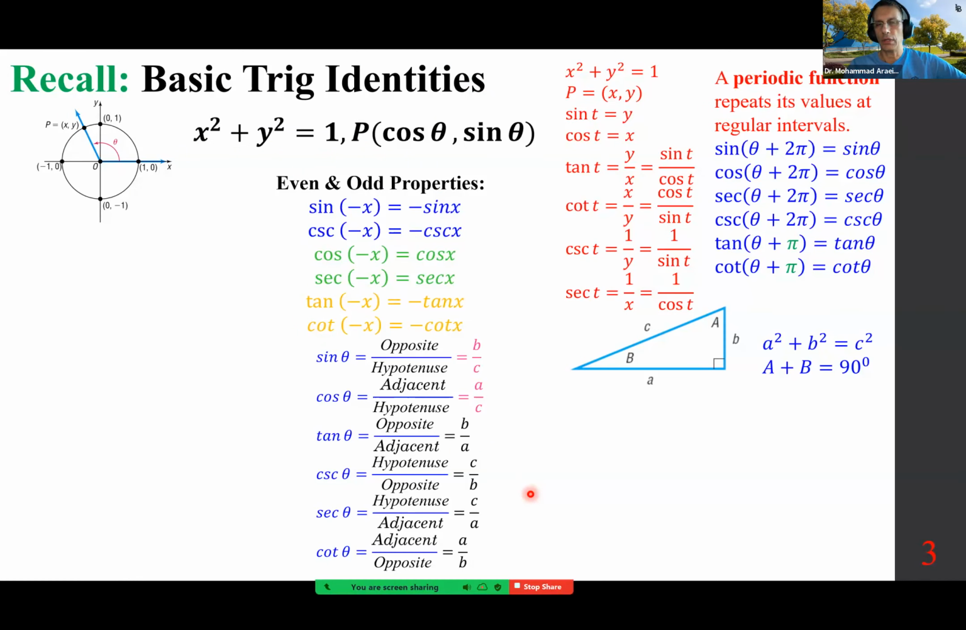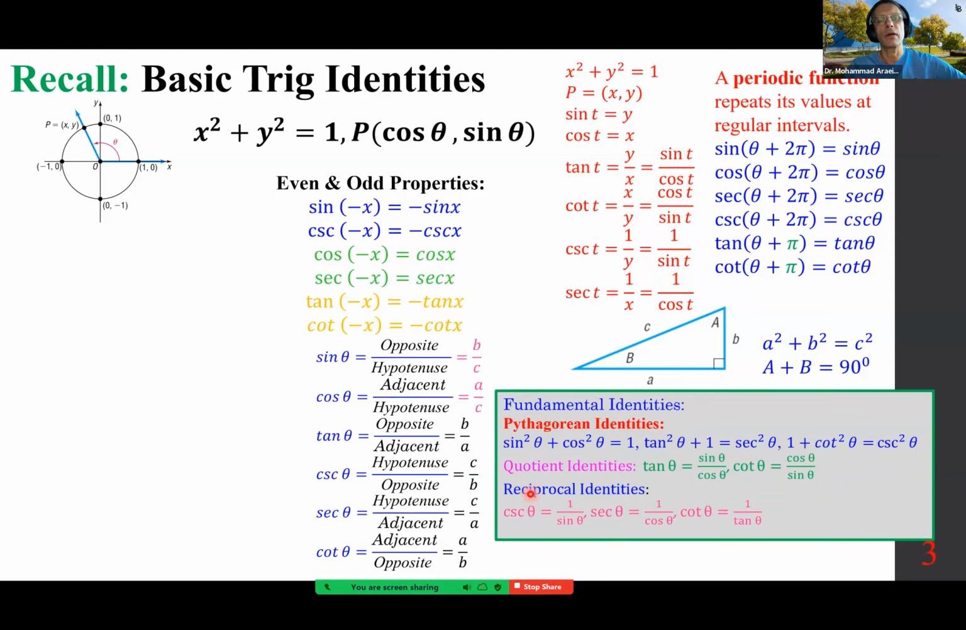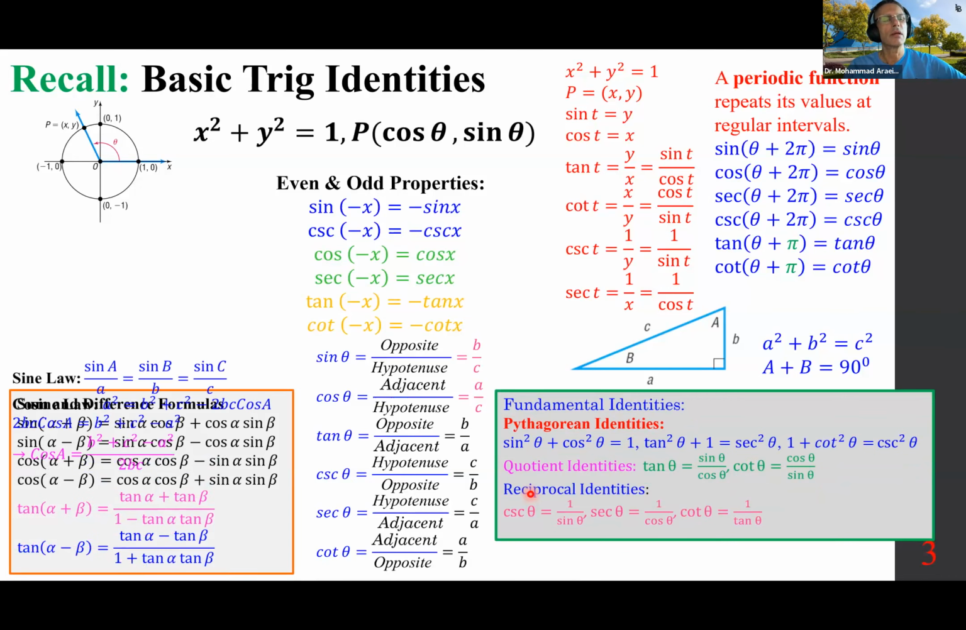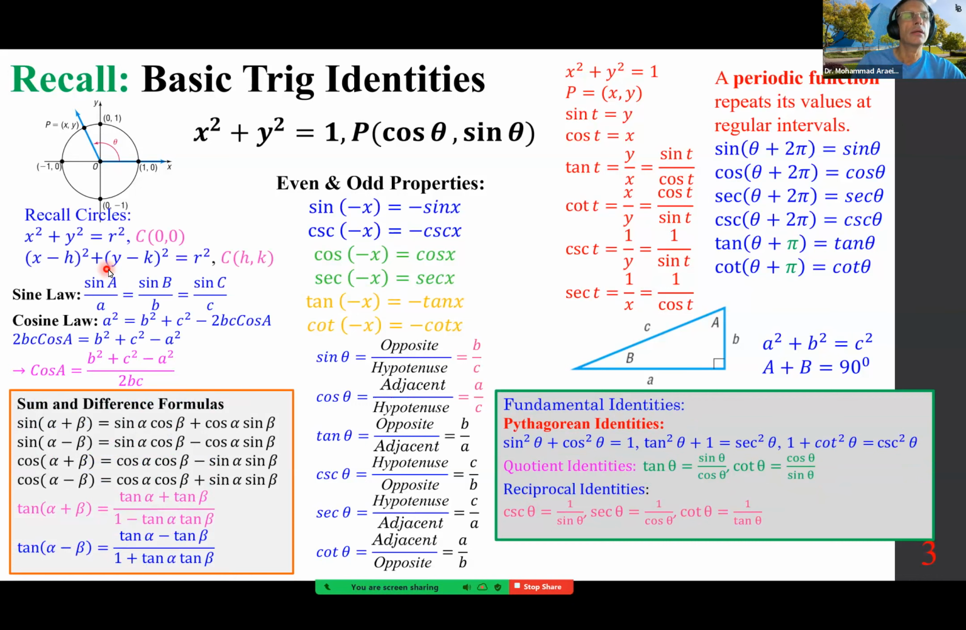Again, formulas that we have seen, basic trigonometric identities, everything from odd and even function to fundamental identities, to sum and difference formulas, reminding you of the sine and cosine law and the equation of a circle that is really handy.